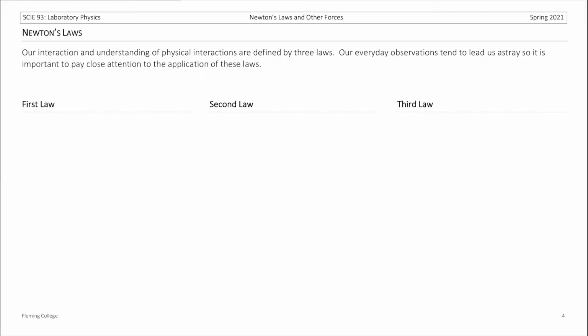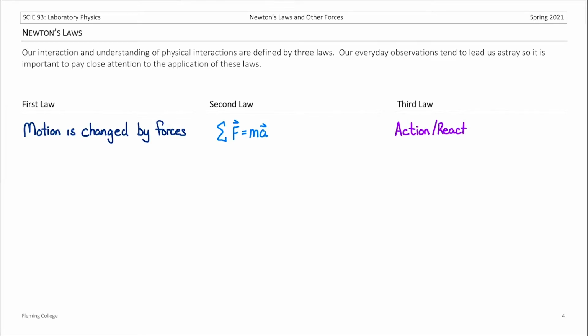In a very brief summary of the 3 laws, Newton's first law tells us that motion is changed by forces. Newton's second law helps us to calculate and predict the amount of change that forces will cause. And Newton's third law helps us to understand all forces interacting on separate objects. Now we'll look at each of the 3 laws in more detail.